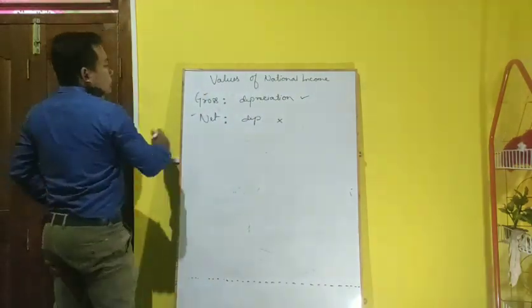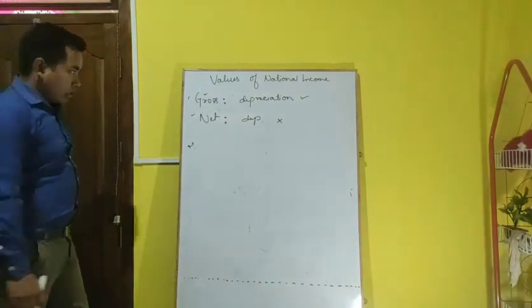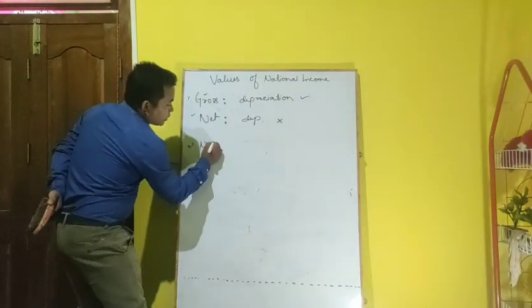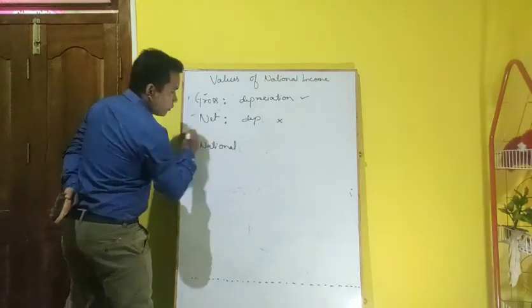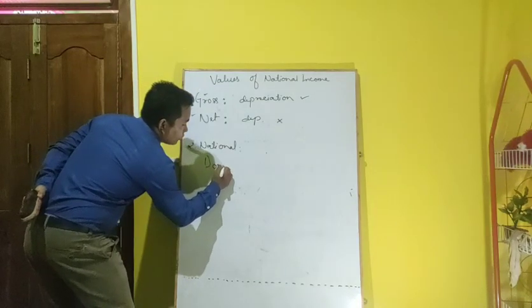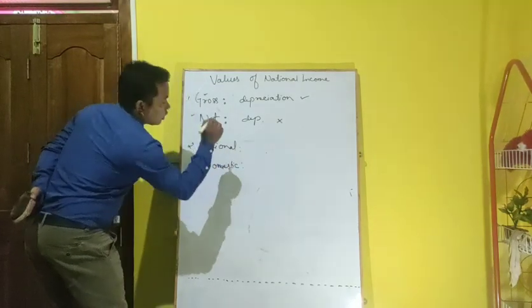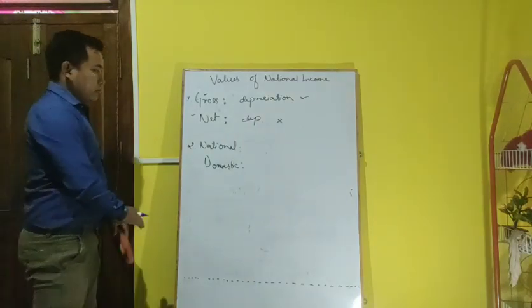So this is the first combination. We have the second combination. Let's talk about the national value of national income. Let me repeat. National value of national income and domestic value of national income. Domestic value and the national value of national income. Let's see this one.